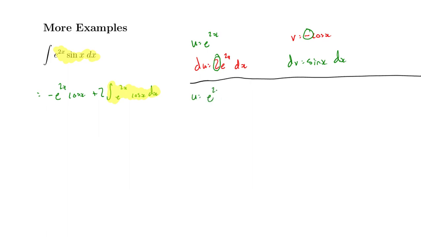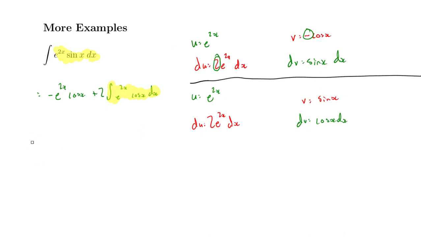U is equal to e to the 2x, dv is equal to now cosine of x dx. That means that du is still going to be 2e to the 2x dx. And that means that v, the antiderivative of the cosine function, is going to be sine of x. And again, we'll worry about all the constants of integration a little bit later.